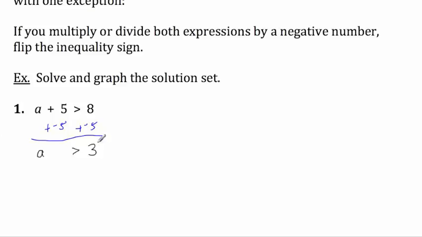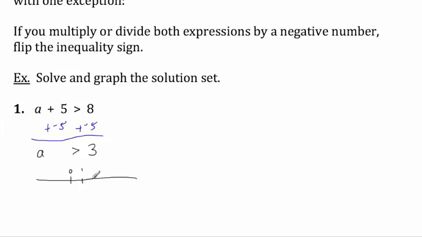Now, I should not put this in set brackets because 3 is not a part of my solution set. A could not equal 3. A has to be greater than 3. So to visually see the solution set, I'm going to graph it. This says that a is greater than 3. So I can graph this on a number line.